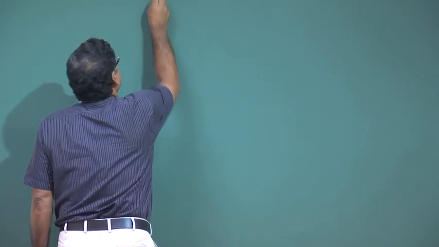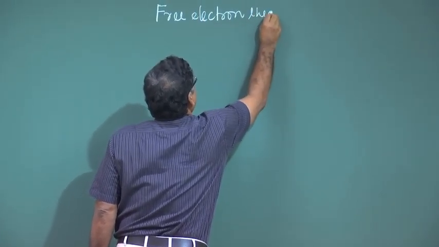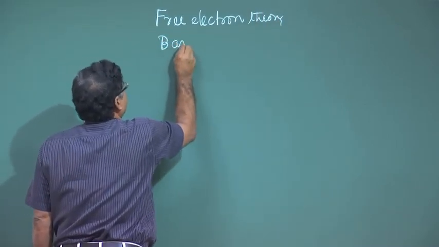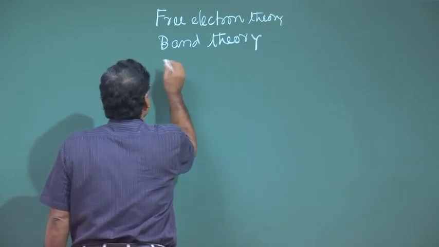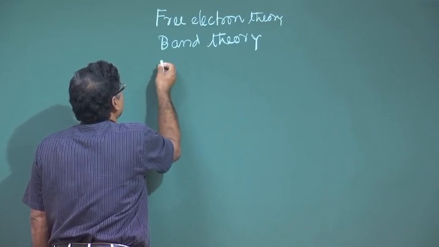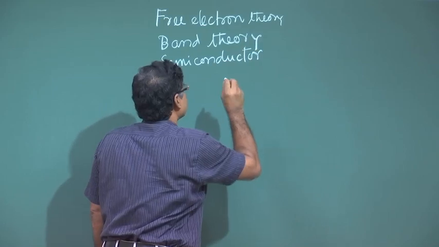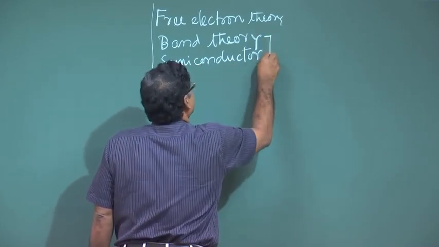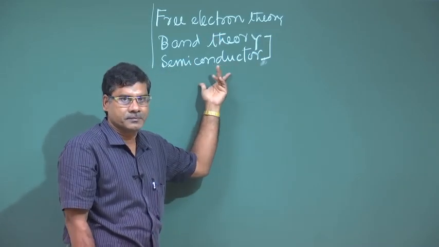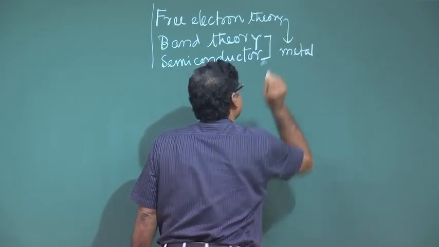So far we have discussed the free electron theory, then band theory, right. And using band theory we have studied the semiconductor. So basically, what we have done in case of metal, using free electron theory one can explain metal, and using band theory one can explain semiconductor, right.